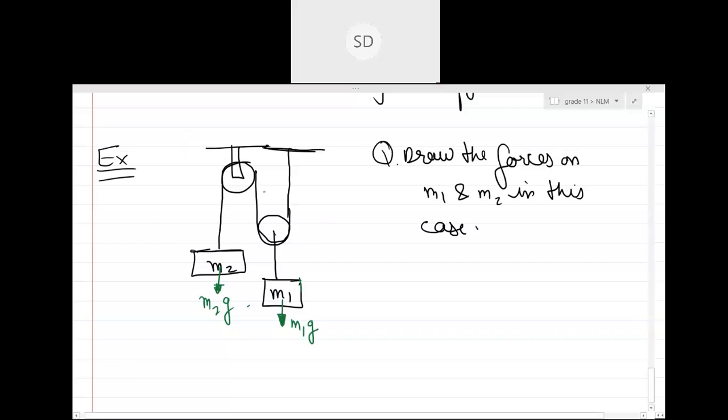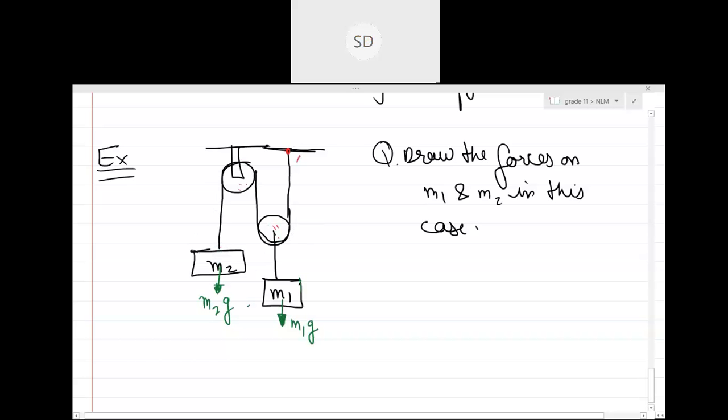Guys, now can you see these two are pulleys? You understand what a pulley is, right? Do you understand what a pulley is? So now see how many different points are there. Can you see? This whole string is a single string.